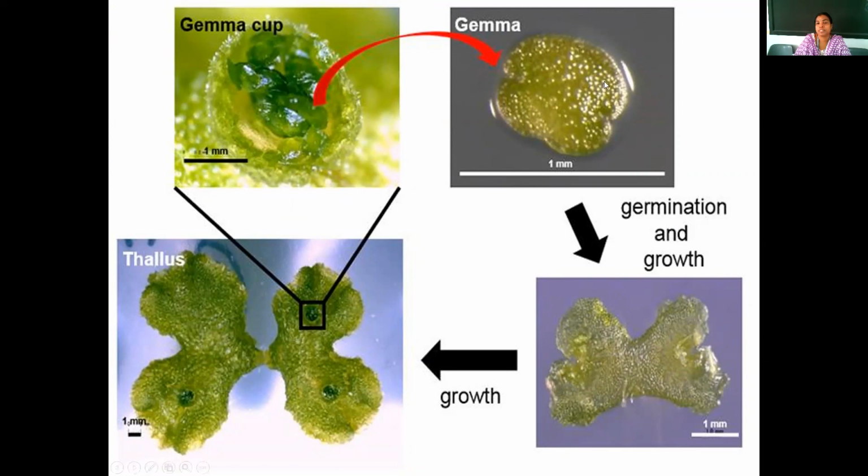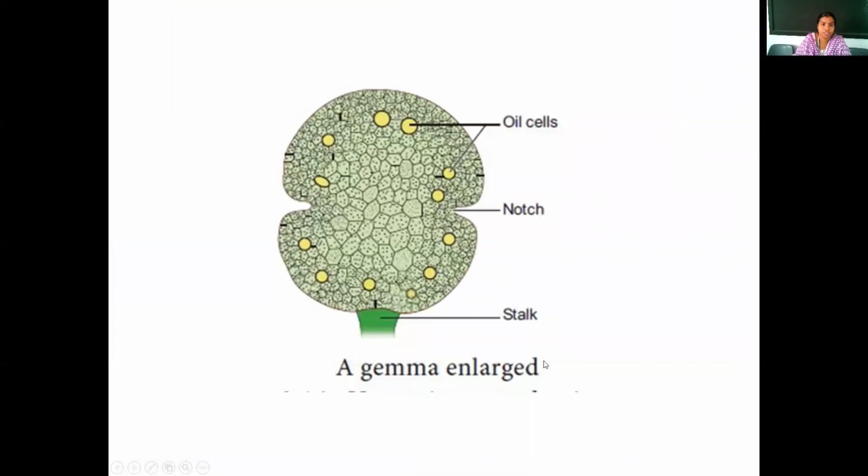Inside the gemma cup, you can see the gemmae. When the factors are favorable, the gemmae can be liberated through air or atmosphere. If the factors are favorable, they can germinate and grow into a new thallus. Soon the adult one can also bear gemma cups. This is one mode of vegetative reproduction. This is how the enlarged gemma structure looks. Inside it, there is an oil cell as reserve food material, and the entire parenchyma is filled with chlorophyll cells for photosynthesis, and there is a stalk by which it is attached to the gemma cup.